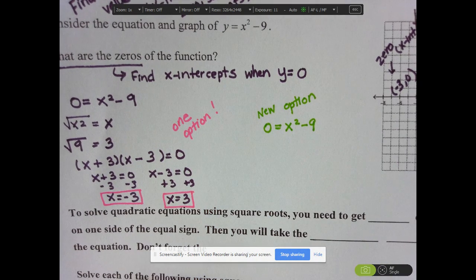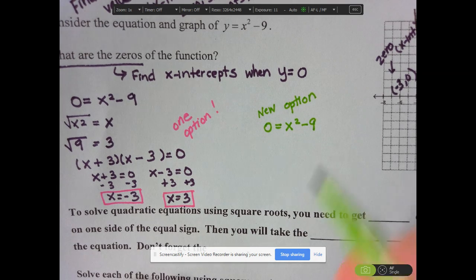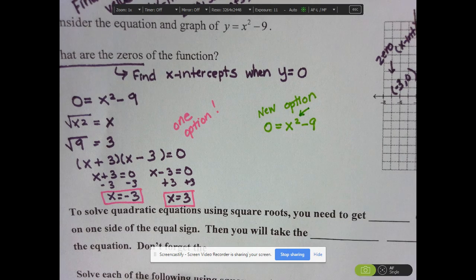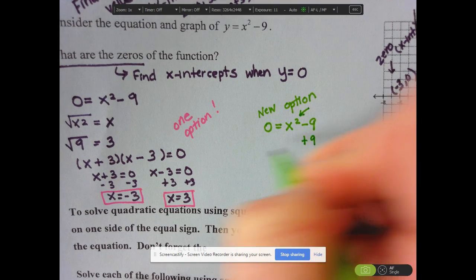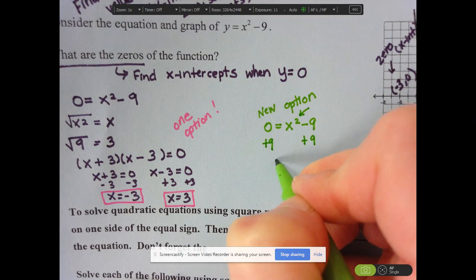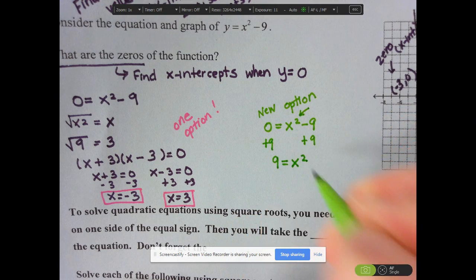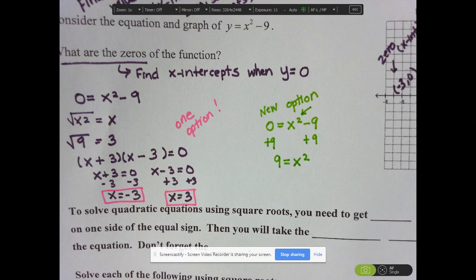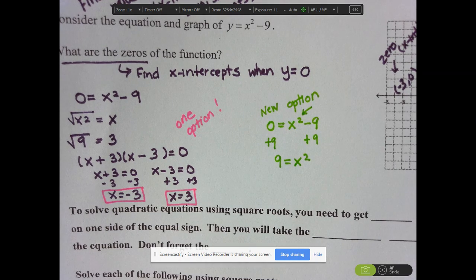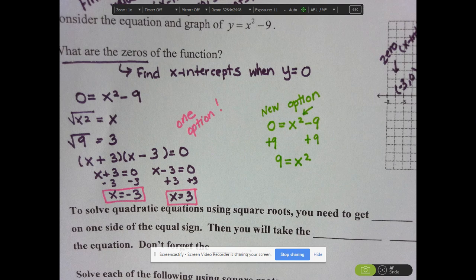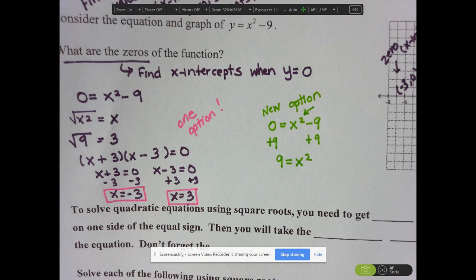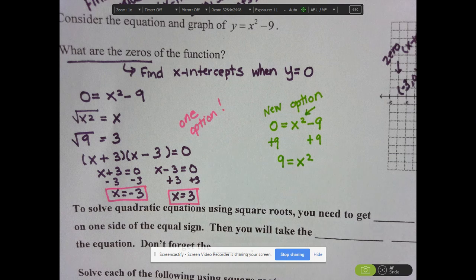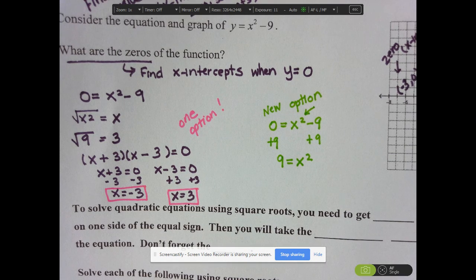Instead of setting it equal to 0, my goal is to get x squared by itself. How can I get this x squared by itself? Add 9 to both sides. So I've got 9 equals x squared. And we know when we solve equations, our goal is always to get the x by itself. If x is being squared, what's the inverse operation that you learned yesterday to a square? A square root. So the opposite of squaring something is to square root it.